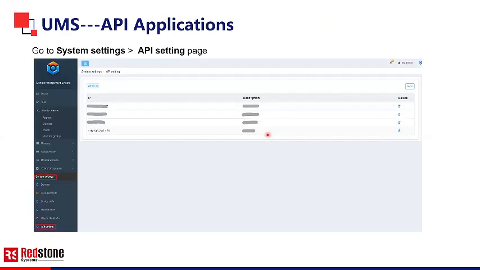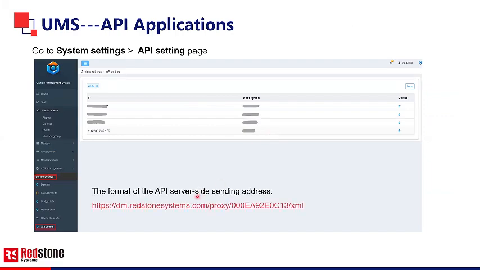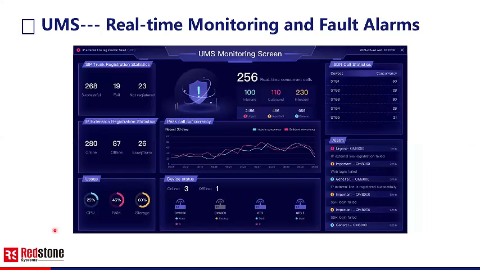And with regards to API applications, here the format is this one. This is for our cloud servers at dmredstones.com/proxy/the MAC address XML. So you can define the API setting on system settings, API settings. And this one is real-time monitoring.